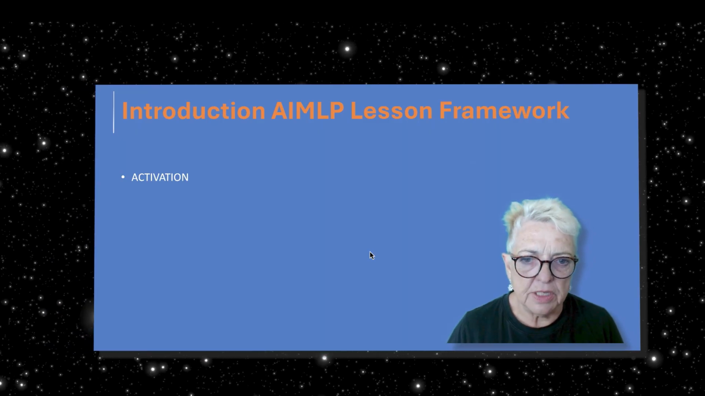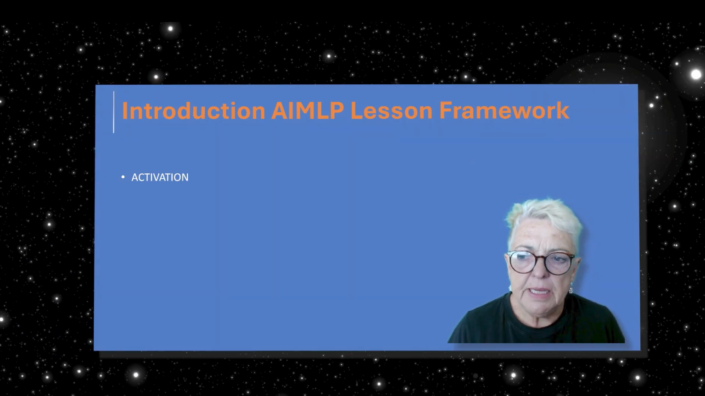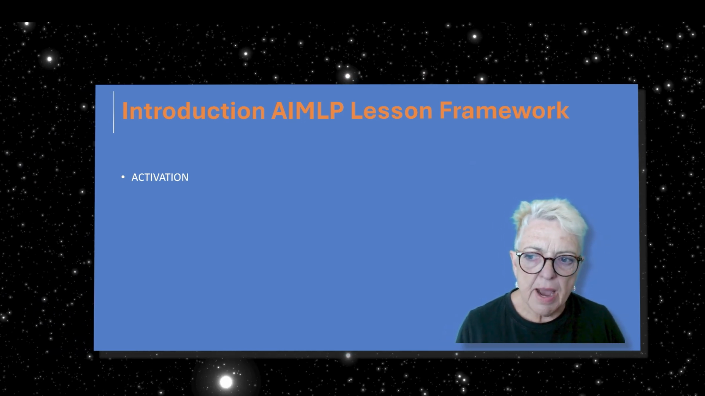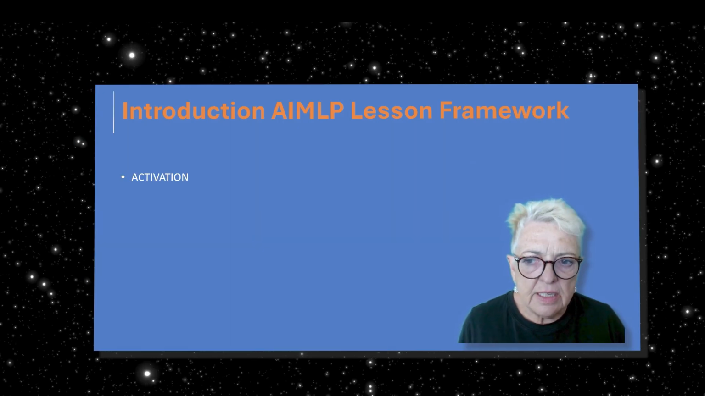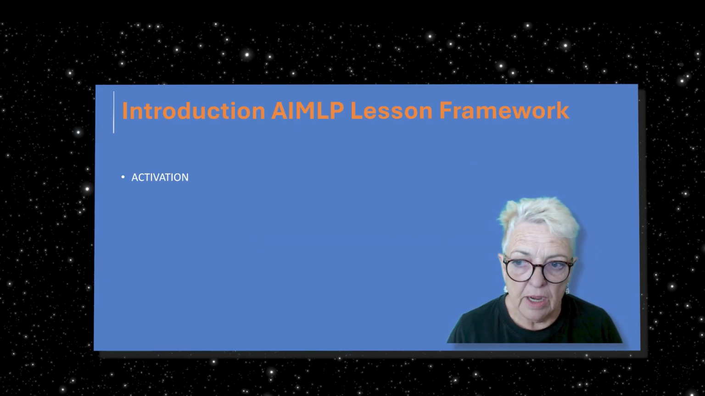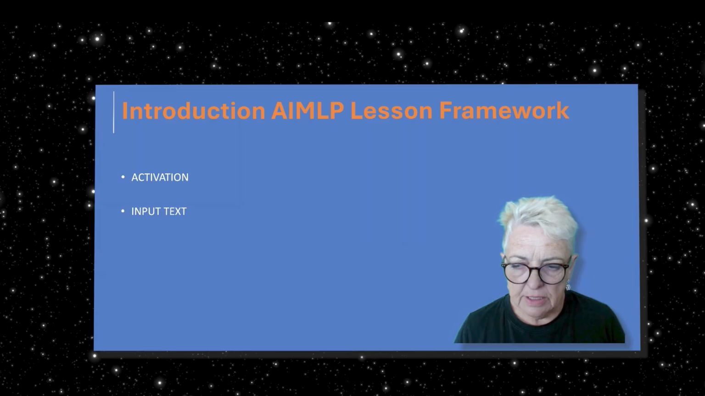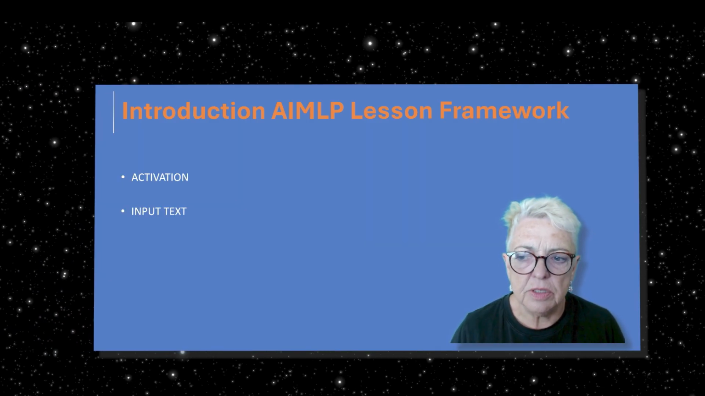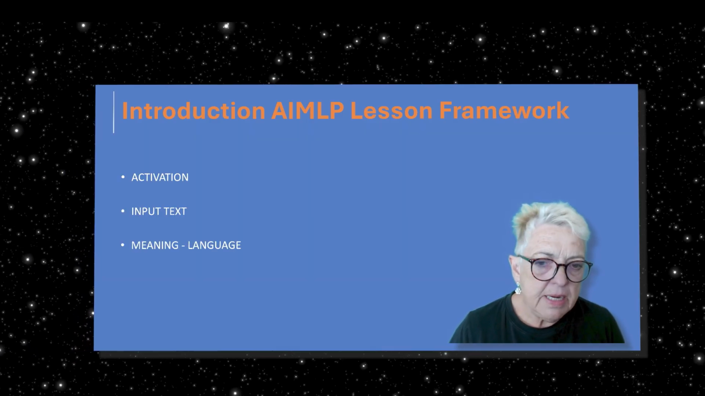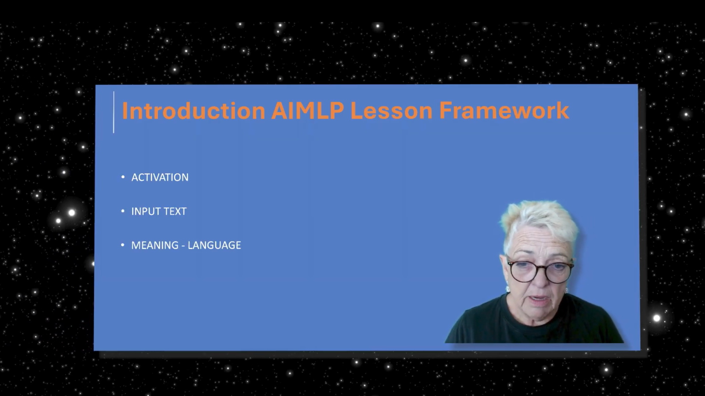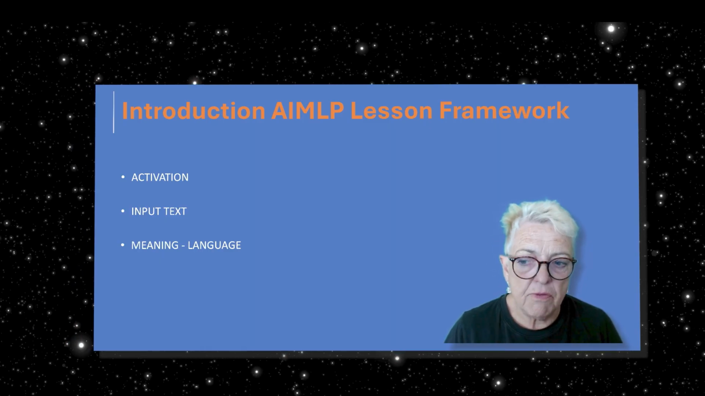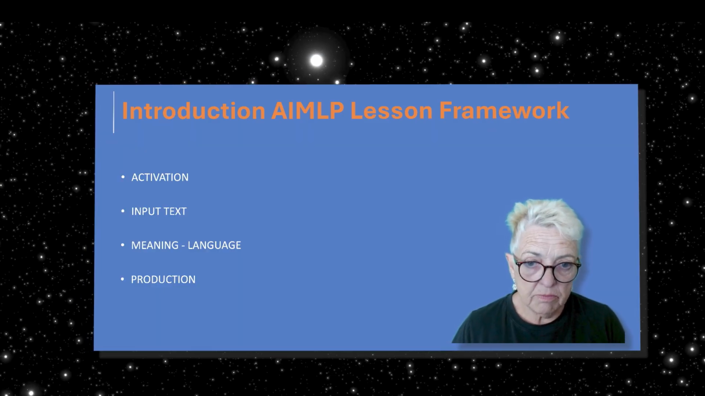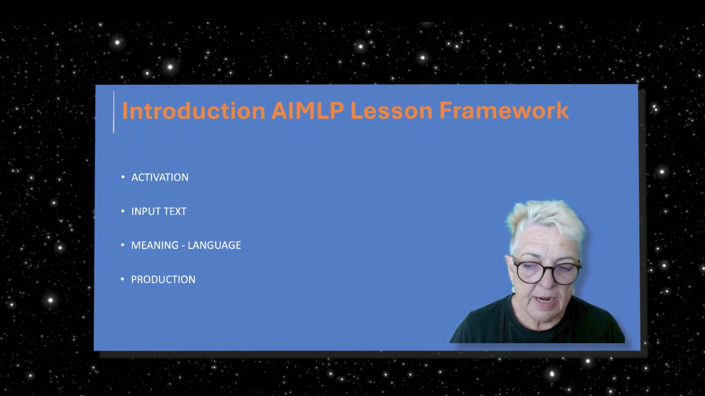So A is activation. This can be the beginning of the lesson when we're setting the context, letting the students know what it's going to be about, raising their interest in the topic, finding out what they already know. Input text is reading or listening. So we are putting language into students. M is the meaning language. So language could be vocabulary, it can be grammar, it can be functions. Production is producing language, productive skills, speaking or writing.